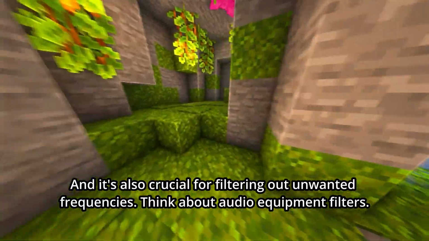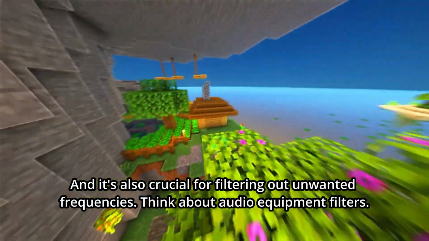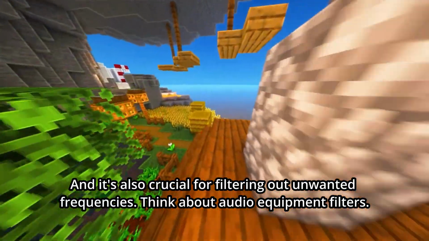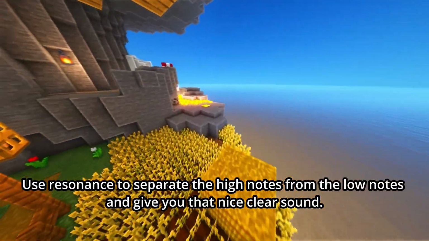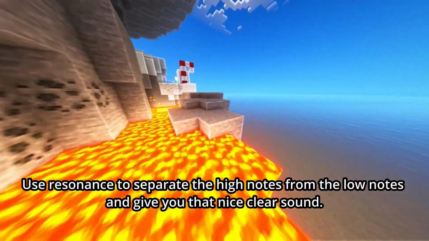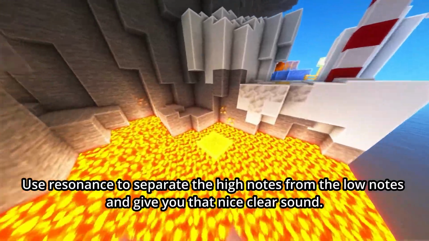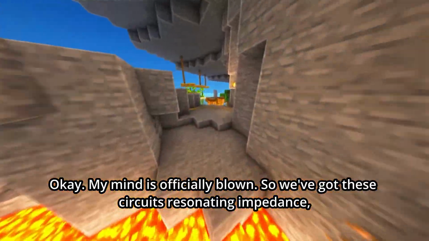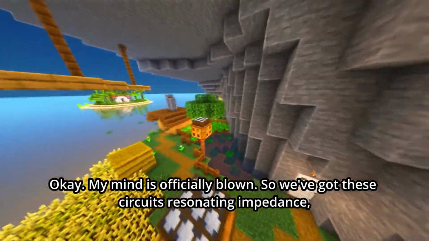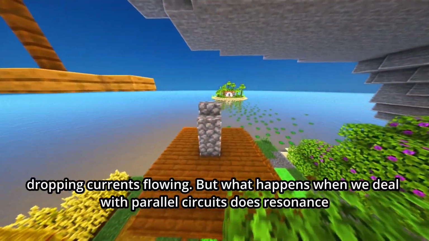No way. So this seemingly simple concept is powering some of the most advanced tech we have. Absolutely. And it's also crucial for filtering out unwanted frequencies. Think about audio equipment filters. They use resonance to separate the high notes from the low notes and give you that nice, clear sound. Okay, my mind is officially blown. So we've got these circuits resonating, impedance dropping, currents flowing.